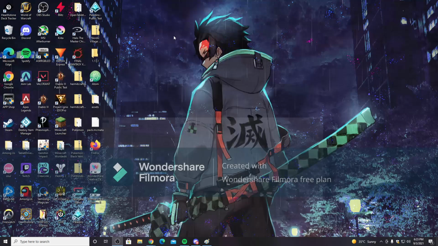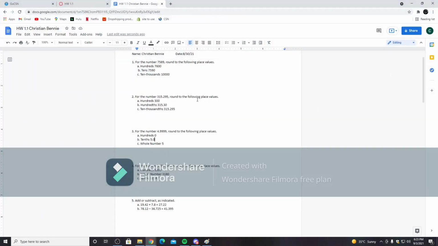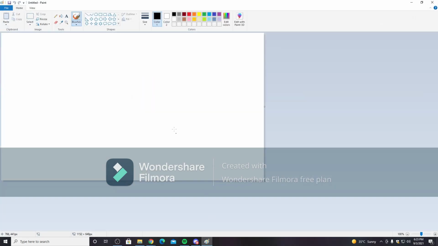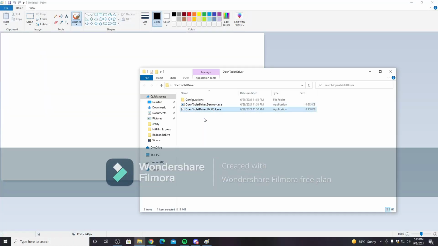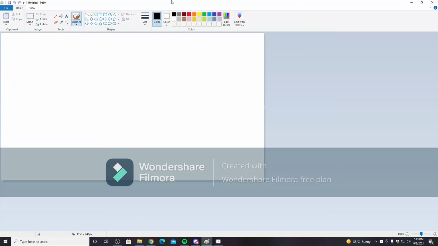But basically we'll take, I guess, I also need to open up my driver real quick so that my tablet will actually work. Okay, so we'll take 315,295 for instance. So as you can see, it asks for hundreds. So the number is, where's my cursor? Is it working? Wait, that's why. Whoops. Probably be good if I had that open. Okay, now it should be working.